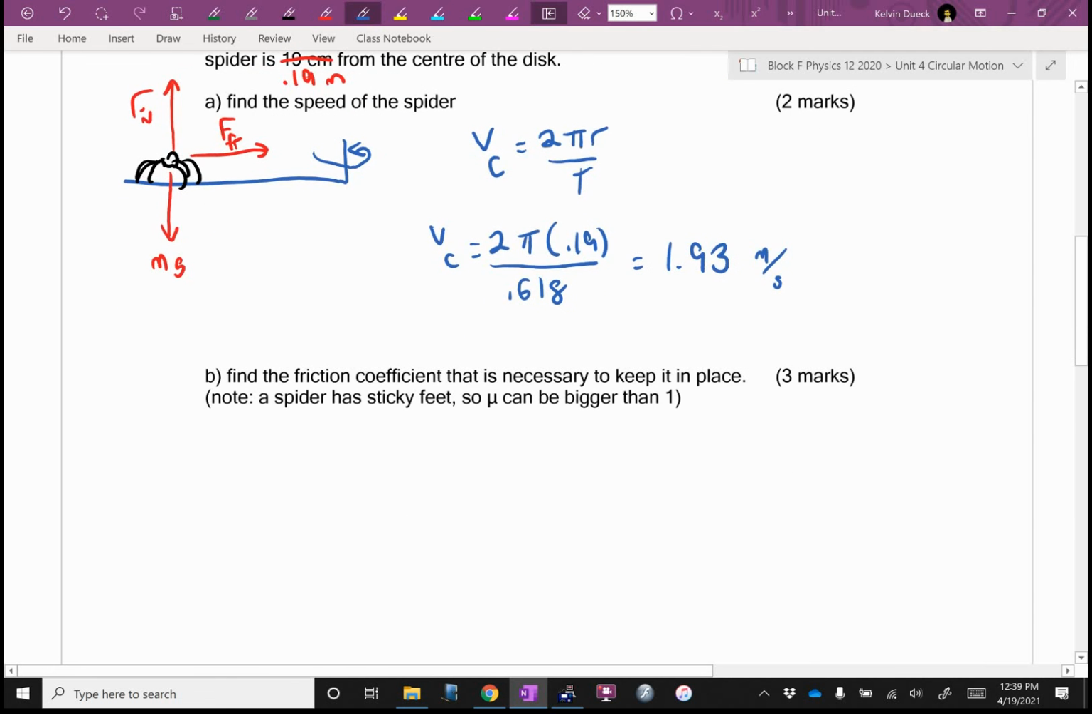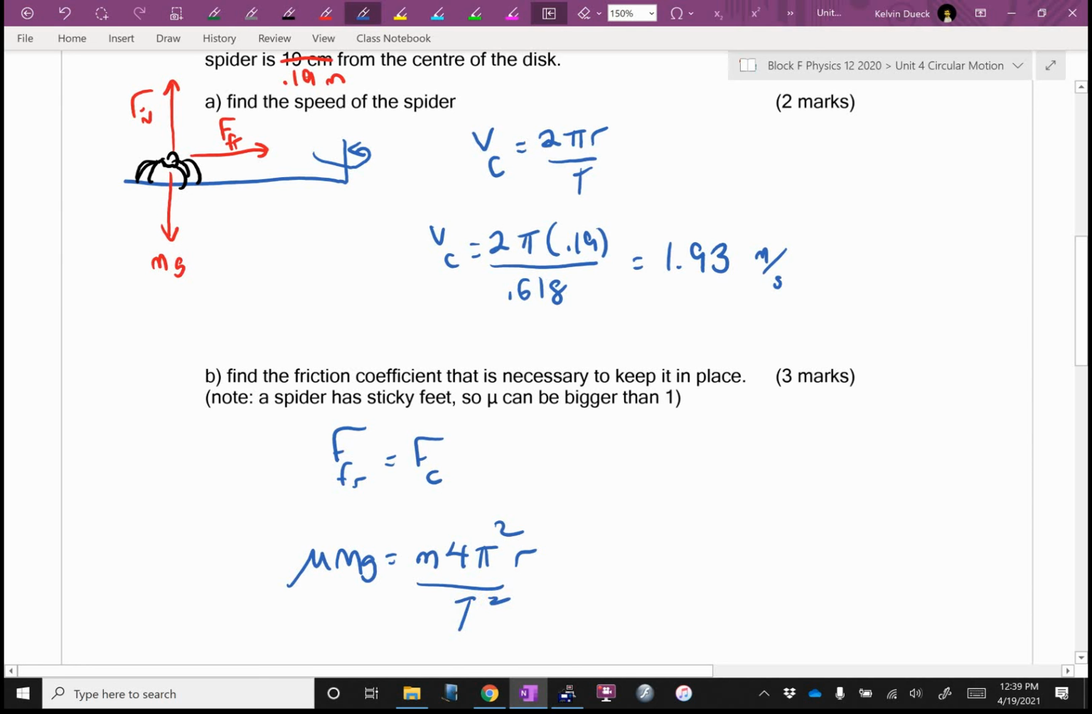Then it wants me to find mu. So now I'm going to go to my free body diagram and I'm going to argue that friction is what's pushing me in a circle. Friction is mu times the normal force. I don't know the normal force. Hey, there's no hill or anything else, so I can go with good old physics 11. Mu mg equals m 4 pi squared r over t squared.